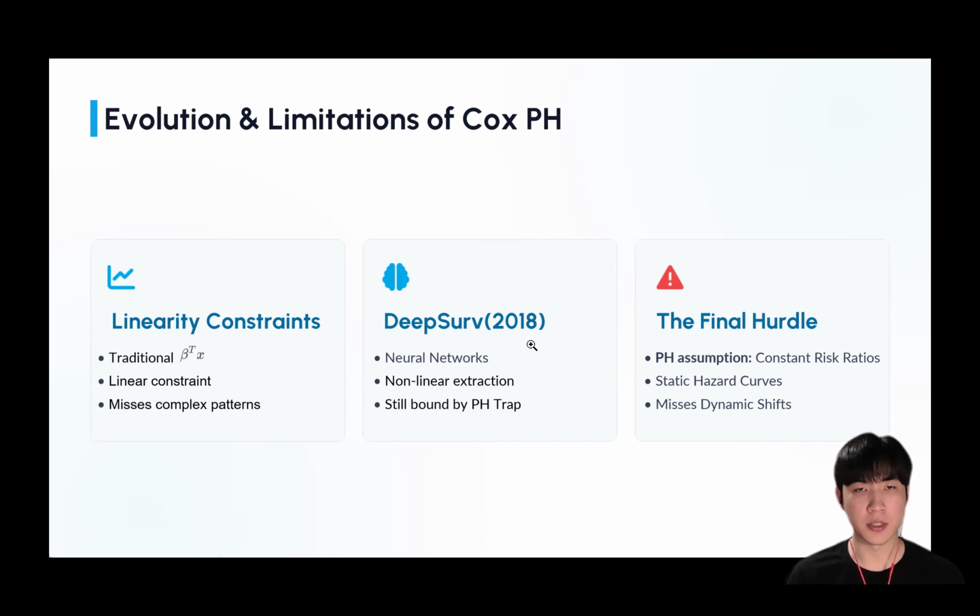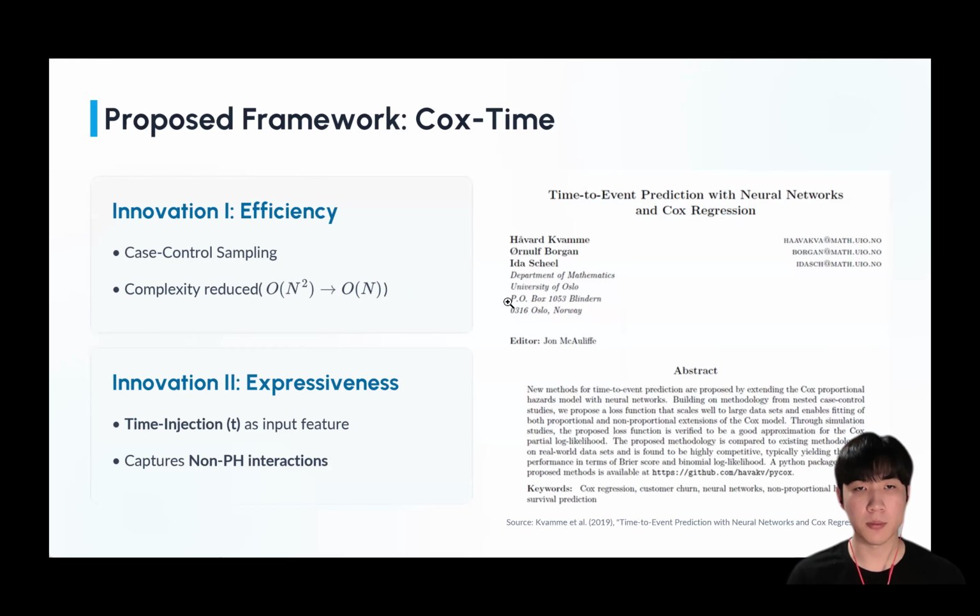Even with DeepSurv, the model assumed that risk stays constant over time. This makes it impossible to describe dynamic changes in risk, which we call non-proportionality. Today's Cox-Time model finally breaks free from the proportional hazards assumption. Its mechanism has two main steps.